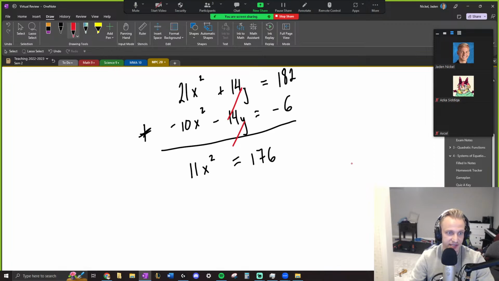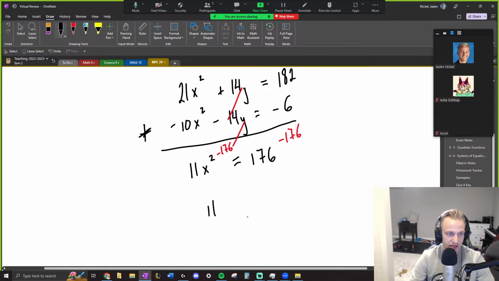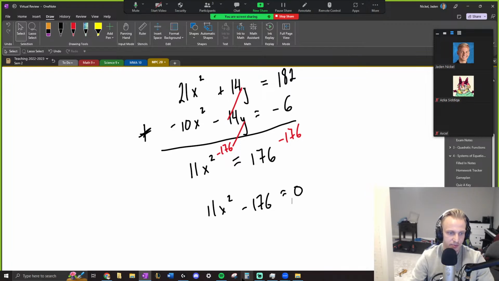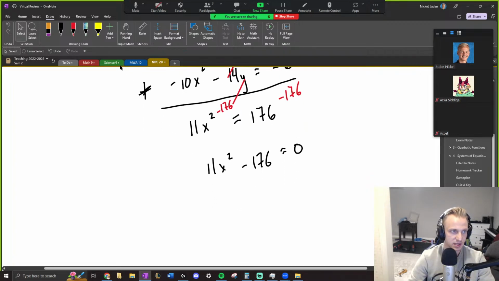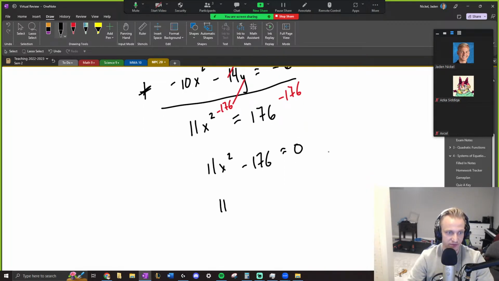So now at this stage we'd have to subtract 176 from both sides. And we end up with 11x squared minus 176 is equal to 0. I bet 176... Of course it is. They're both divisible by 11, so you can pull 11 out, and you have x squared minus 16. Ooh, good question.